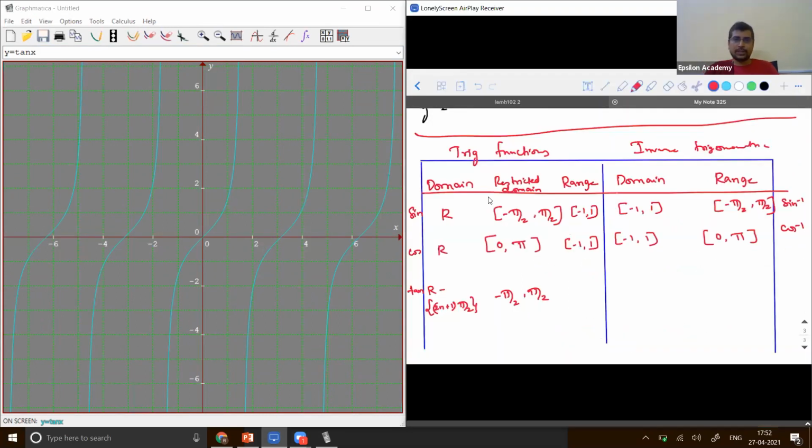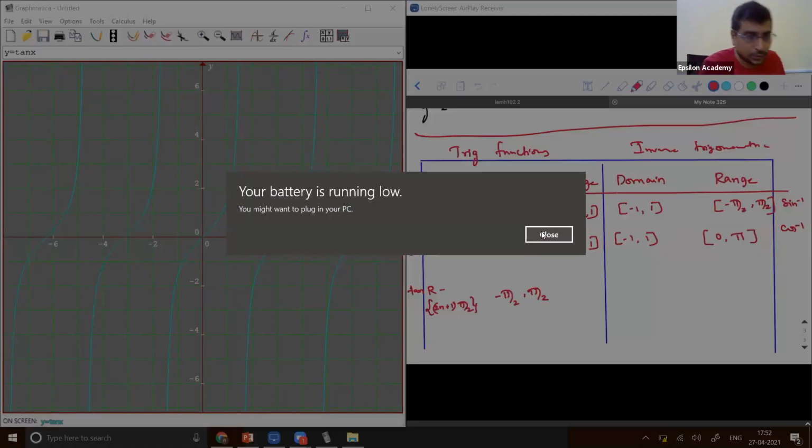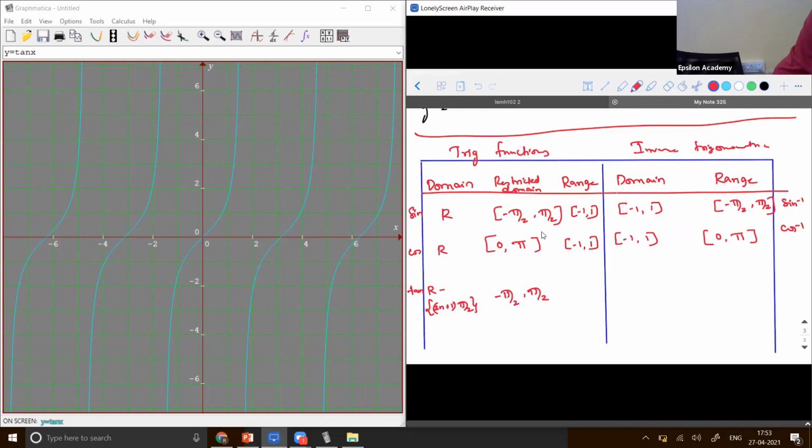Minus pi/2 to pi/2 is there. Should I put an open bracket or a closed bracket? Open bracket, sir. Because minus pi/2 will not give me a finite value, and pi/2 will also not give me a finite value. So minus pi/2 to pi/2, what will be the range? The range is still the same. It can give me any value between minus infinity to infinity.